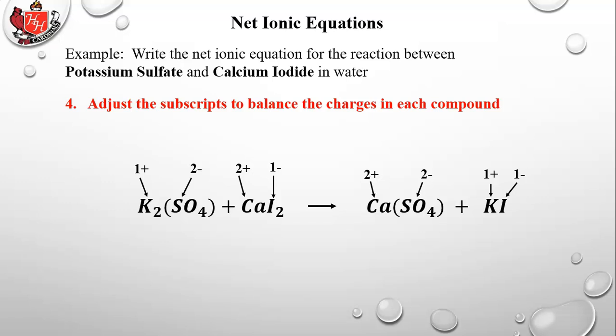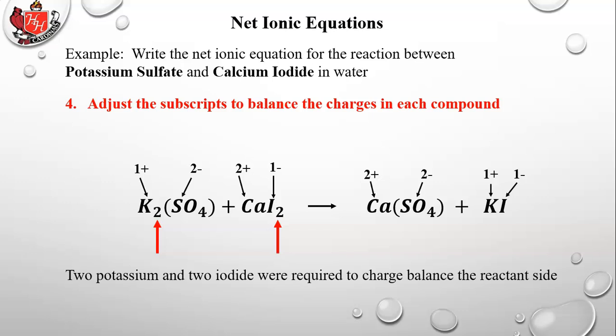Similarly with the calcium iodide, calcium is a 2+, iodide is a 1-, so we're going to need 2 of the iodides. 2 times 1- gives you 2- to balance out the 2+. And as we said, everything on the product side is already in balance. So these are the proper subscripts, so now everything is charge balanced. So 2 potassium and 2 iodide were required to charge balance the reactant side.